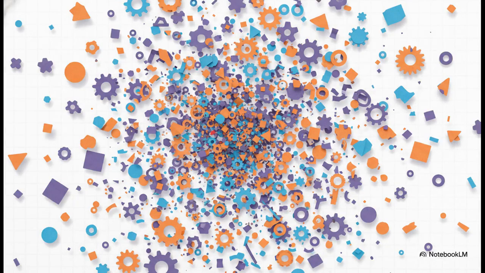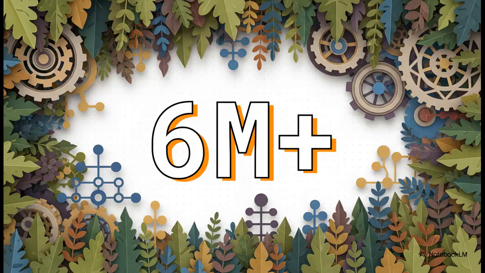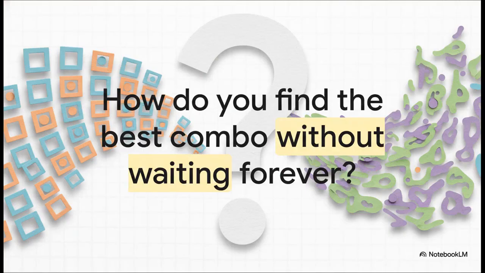But yeah, finding the best settings is a huge challenge. Why? The combinations just explode. For a standard random forest model, you're looking at over 6 million possibilities. No joke. So how do you find the best combo without waiting forever? Let's check out 2 popular methods.